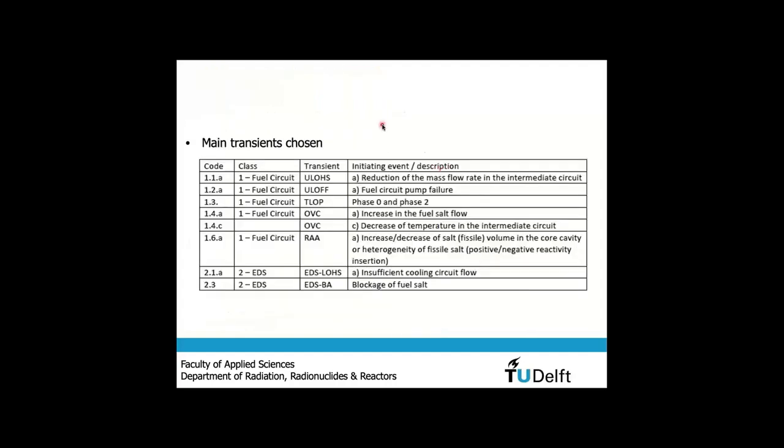Now this is a list of transients that we have previously investigated in some of the EU projects that have been ongoing. For instance, the unprotected loss of heat sink, where you have a reduction in the mass flow rates in the intermediate circuit. So you're less effective in removing heat from the core. A loss of fluid flow is another transient. So when the pump would fail, you would have a lack of circulation in the core.